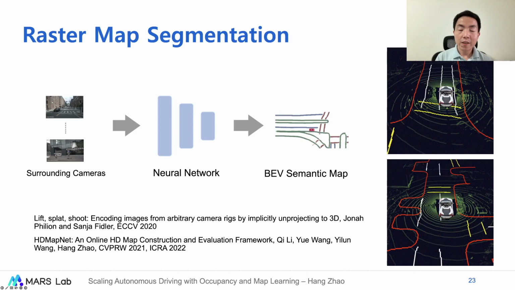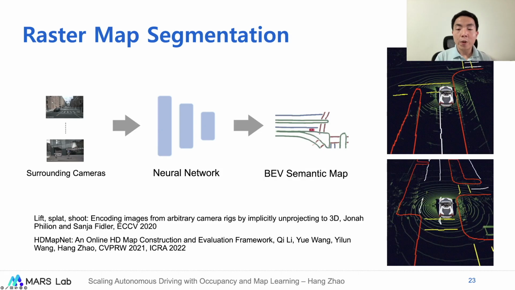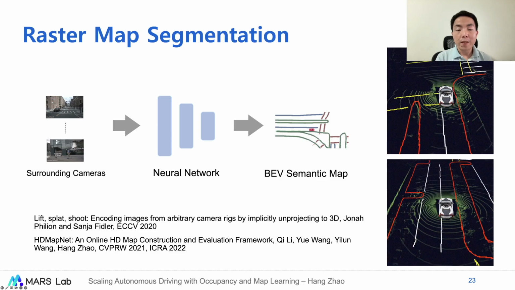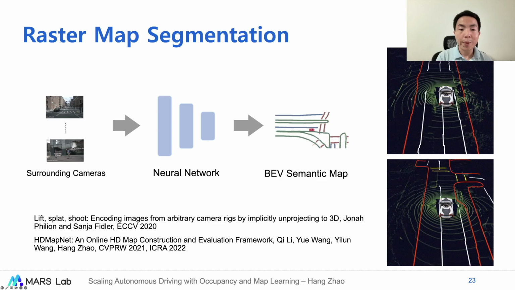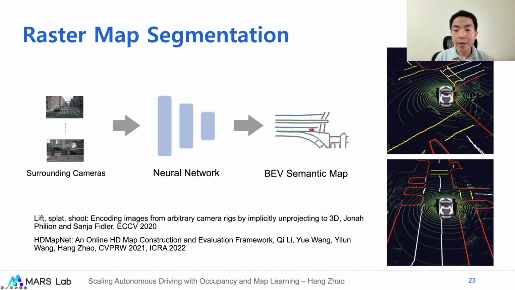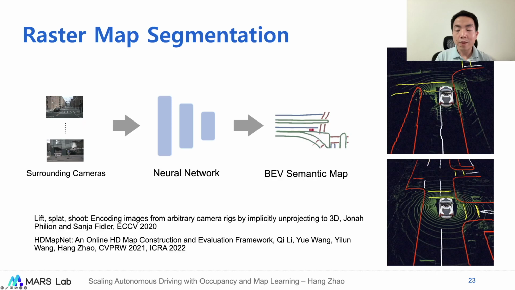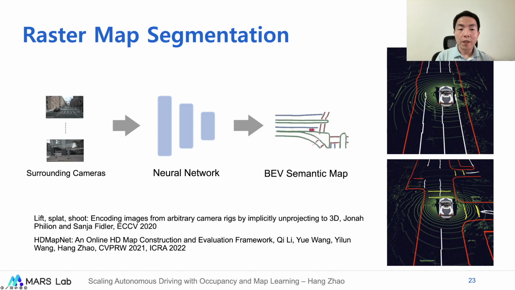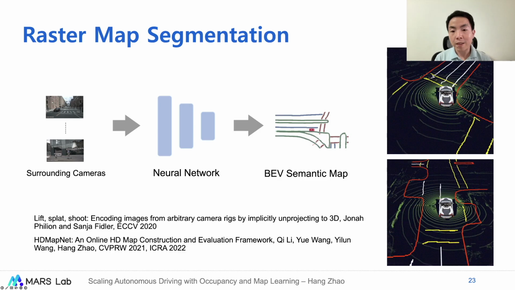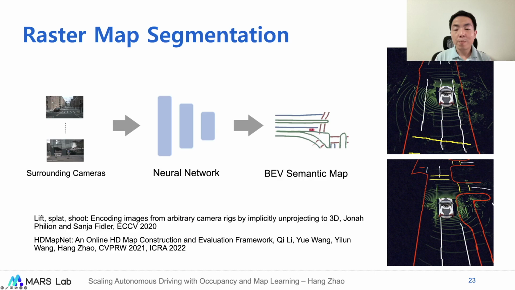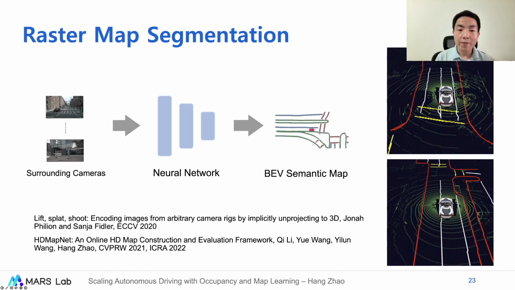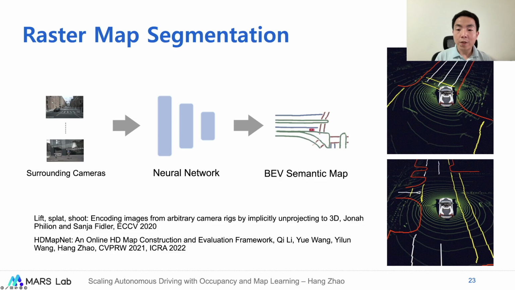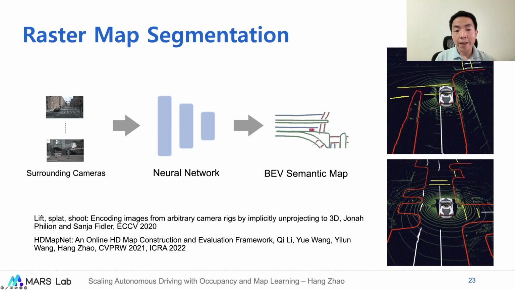More concretely, at the beginning, we formulate the mapping problem as a segmentation problem. The high-level idea is that we first convert the perspective view images into the bird's eye view space, and then perform pixel-wise labeling on the bird's eye view space. And we label each BEV pixel as lane markings, pedestrian crossings, etc. After we have the semantic segmentation map in the bird's eye view space, we further perform some post-processing to obtain a final map.